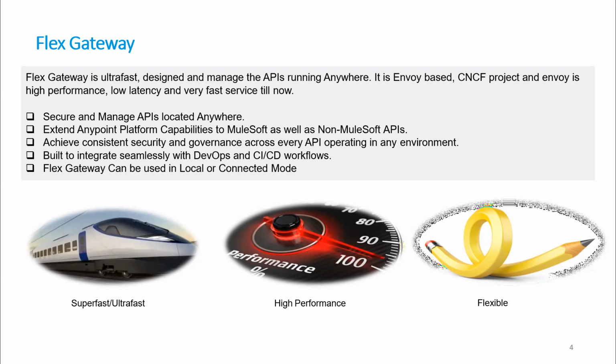And the other thing, you can use the Flex Gateway in local and connected mode. So what is the difference between local and connected mode? In local mode, your Flex Gateway will not be registered on the Anypoint platform, so you have to manage your Flex Gateway using the YAML descriptor file. You have to manage that YAML file. If you want to expose a new API, you have to manually go and update that YAML descriptor file.